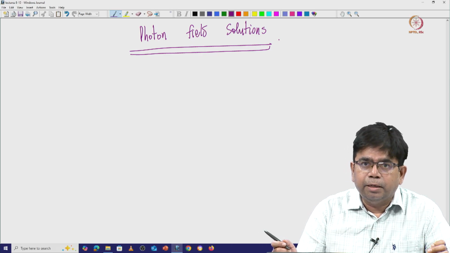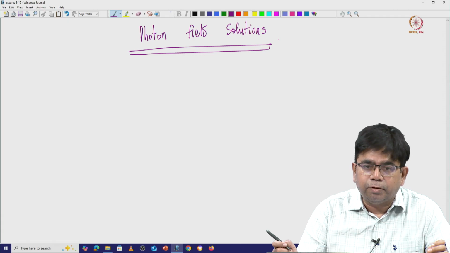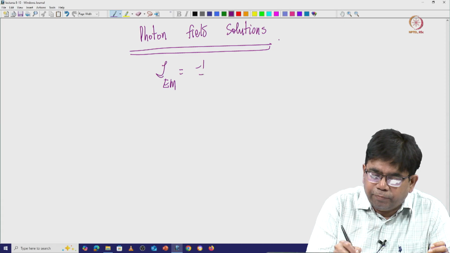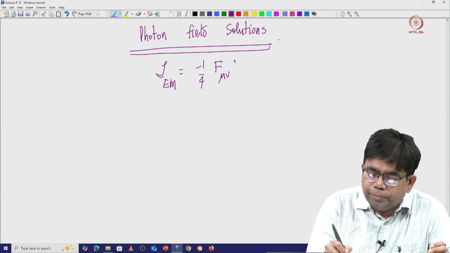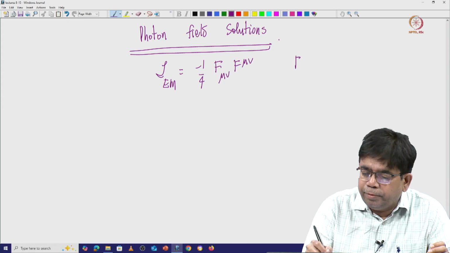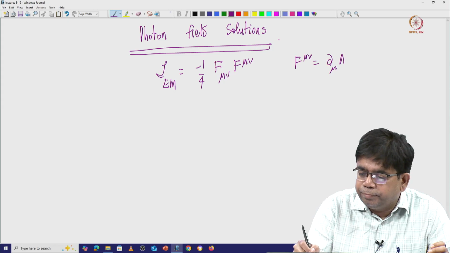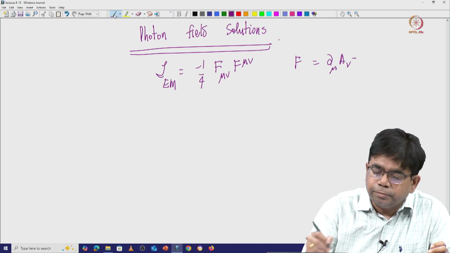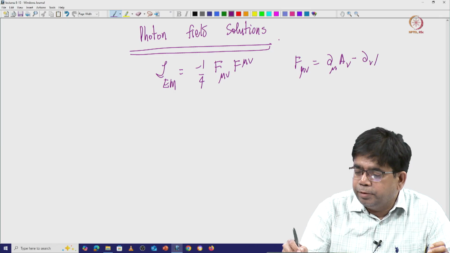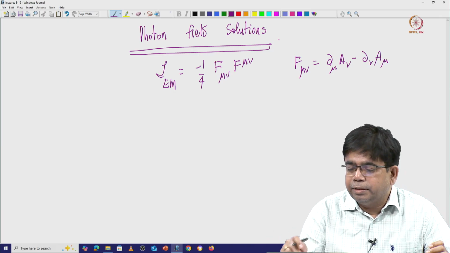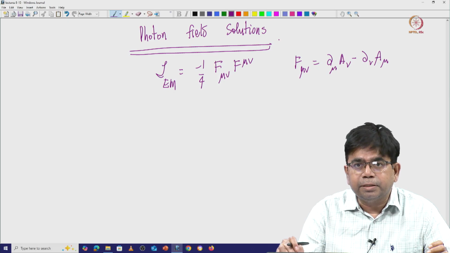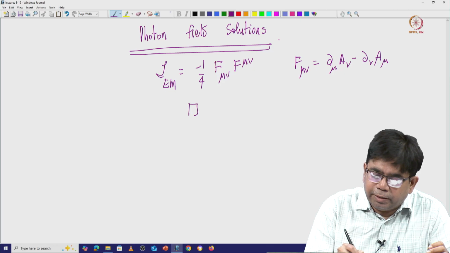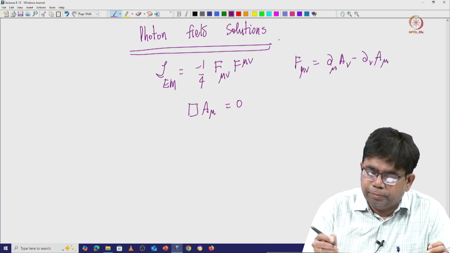So, the basic idea here is that you write the Lagrangian for the photon field, which is nothing but L electromagnetic equal to minus 1/4 F mu nu F mu nu, where F mu nu is equal to del mu A nu minus del nu A mu, which is the antisymmetric field strength tensor of the electromagnetic field. Now, this has a solution, you know already, that box A mu is equal to J in the presence of sources, and zero in the absence of sources.